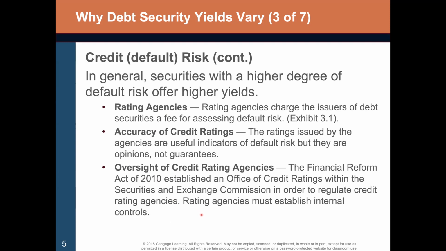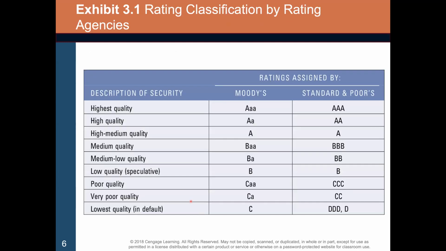So here are the ratings assigned by Moody's and by Standard & Poor's. Here's a description. So you've got the highest quality, or AAA in both cases. Interestingly enough, a lot of people look at the US government as the most creditworthy institution and a very safe place to purchase bonds from, but the US government is not AAA rated. At the time of this recording, it is AA+.